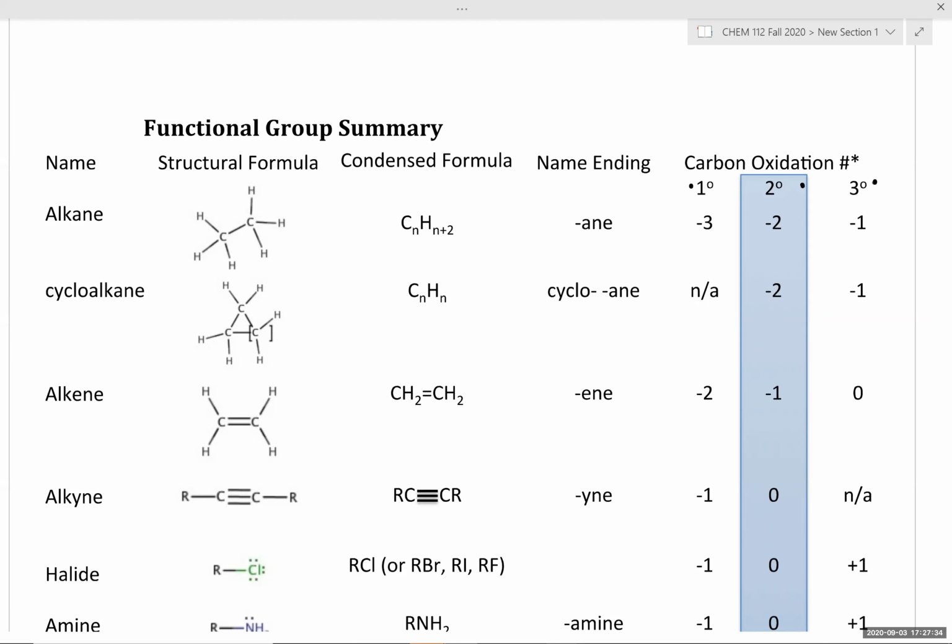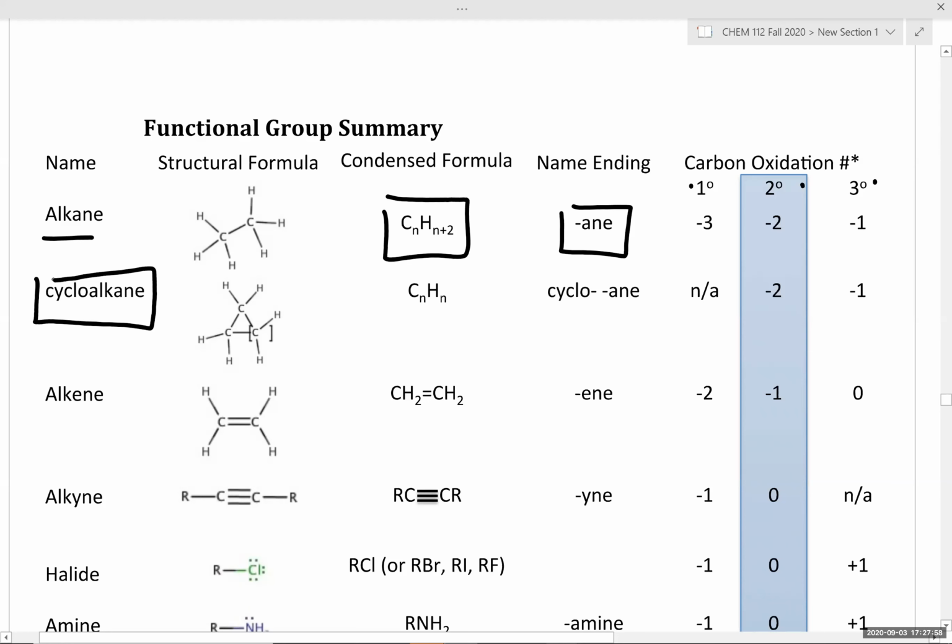An alkane has just carbon-hydrogen single bonds, and its condensed formula is of the form CnH2n+2. The name ends with ane, so alkane names end with ane. For cycloalkanes, the main way you can tell that you potentially have a cyclic structure is that we have 2 fewer hydrogens, and the name is of the format cyclo-ane.